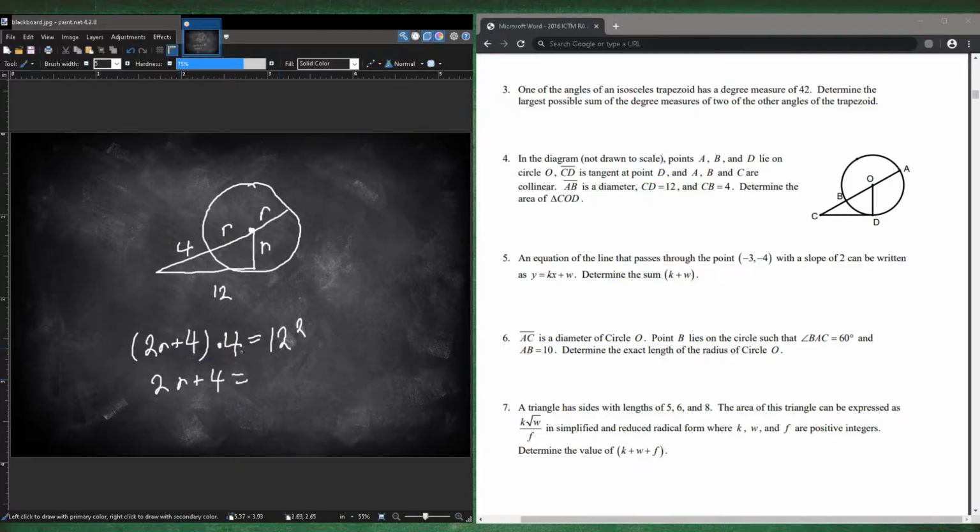Okay, that means 2r plus 4 times 4 equals 144. So 12 divided by 4 is 3. 3 times the other 12 is 36. So 2r is equal to 32. So r is equal to 16.